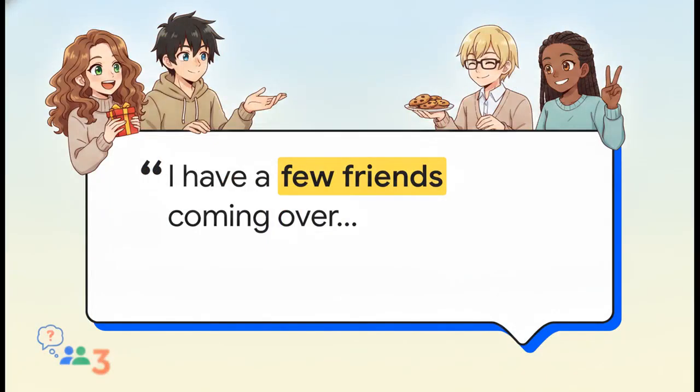Actually, here's another great secret about how native English speakers talk. You'll notice the phrase here, I have a few friends coming over. In spoken English, people constantly use these approximate quantities instead of exact numbers just to sound a bit more relaxed and natural. I mean, unless you're setting a super formal dinner table, it sounds kind of robotic to say, I have exactly 3 friends coming over, right? Saying a few friends makes your conversation flow so much better.